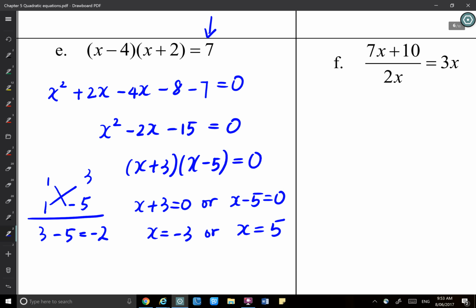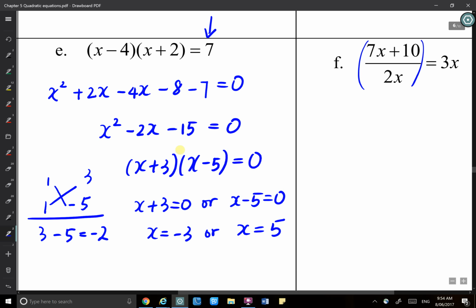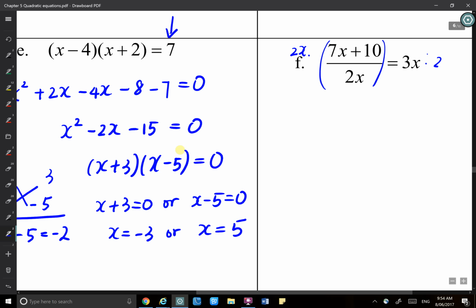Think about the next one. For F, I don't know whether it's a quadratic or not. I don't know how to solve for it. But when we see fractions, we don't really like fractions in equations. We always want to get rid of the denominator. So in order to get rid of the denominator, we need to times the denominator on both sides. So we'll times 2x on both sides first. What I will have is 7x plus 10 equals 6x squared. And it looks like a quadratic now. 6x squared minus 7x minus 10 equals 0.